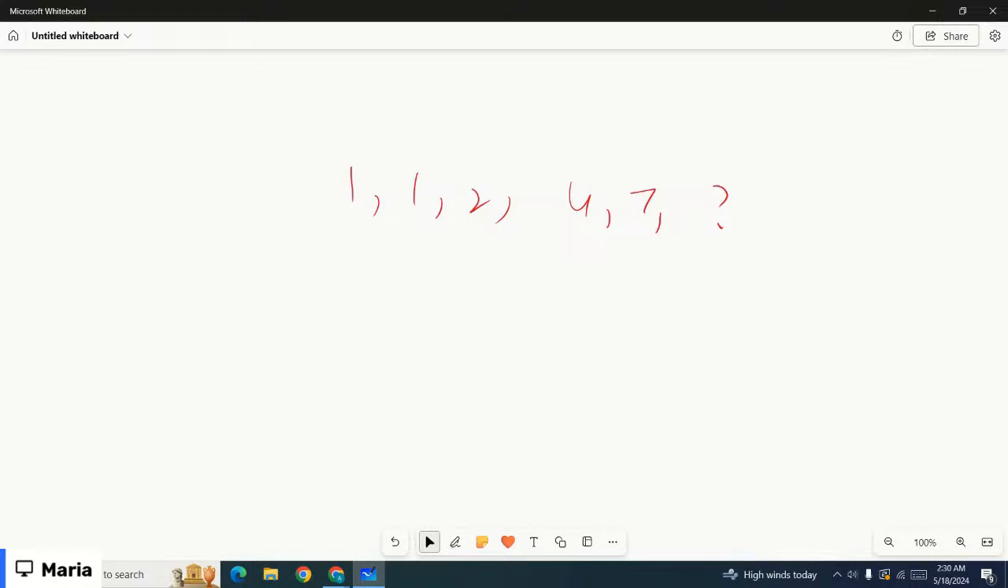So let's see how the pattern is going, right? 1 minus 1 is 0, 2 minus 1 is 1, 4 minus 2 is 2, and 7 minus 4 is 3. That means the number you are going to add is going up by 1 every time. The next one you have to add is 4 to 7, that would be 11. So the missing number is 11.